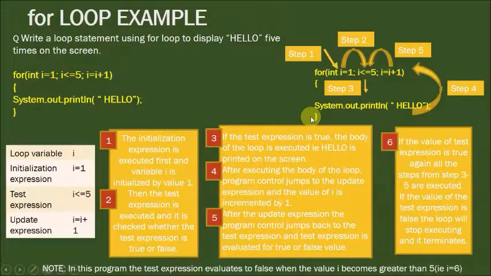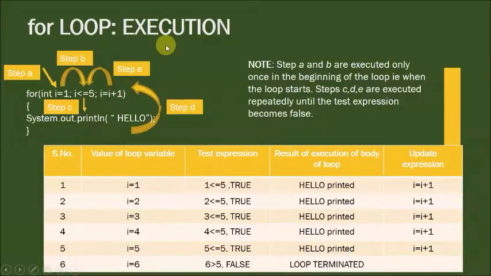Now we have understood all these steps. Let us see how it executes. It is very important to understand the flow of control in the case of a for loop. So again, we have chosen the same for loop: for (int i = 1; i <= 5; i = i + 1) System.out.println("hello"). In this, steps A and B are executed only once: the initialization expression and jumping to the test expression at the beginning of the loop. Steps C, D and E, which we have indicated by alphabets, are executed repeatedly until the test expression becomes false.